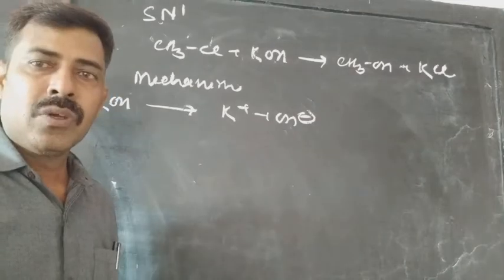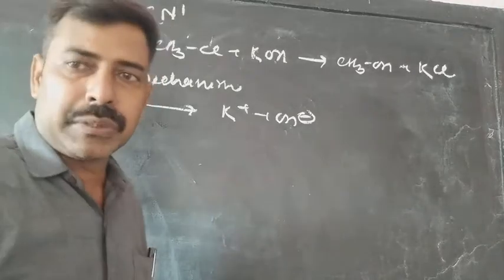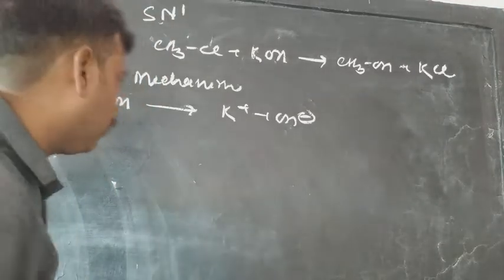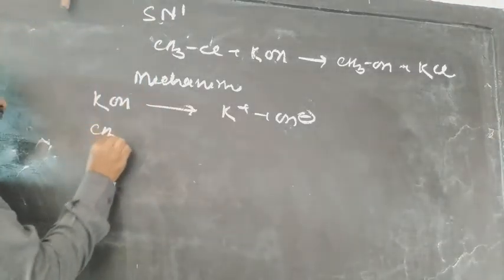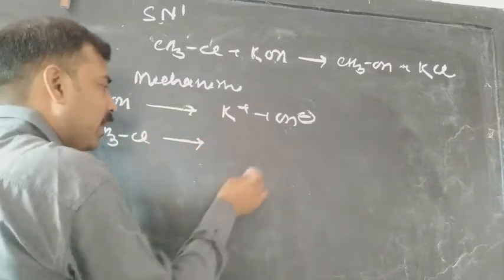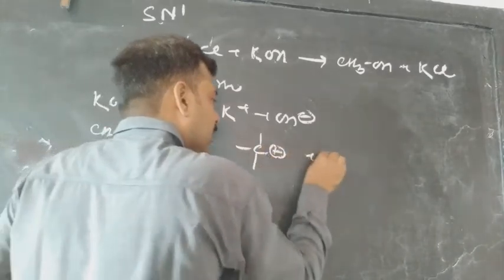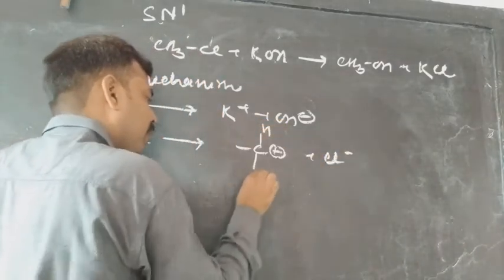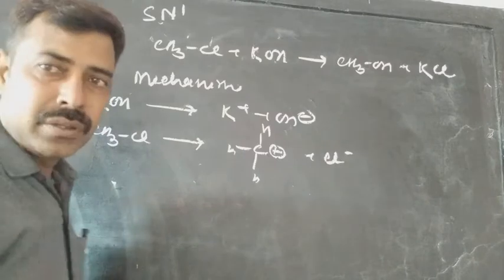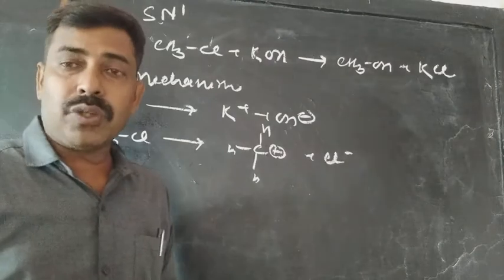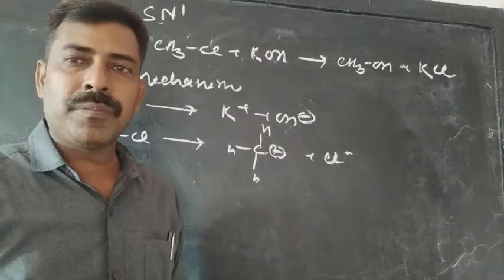electrolyte. But when you look at the substrate, that is CH3Cl, chloromethane, the CH3Cl will also break into CH3 positive and Cl negative. That means it will form the carbocation, and this is due to the protic nature of the solvent.